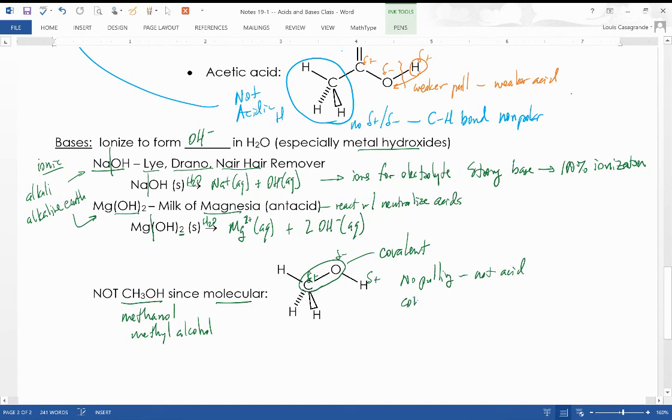And the covalent C-O bond means that unlike up above where it was an ionic bond, the covalent C-O bond does not break. And so this is neither an acid nor a base. Okay? And we will talk about that. We'll see that in our notes.